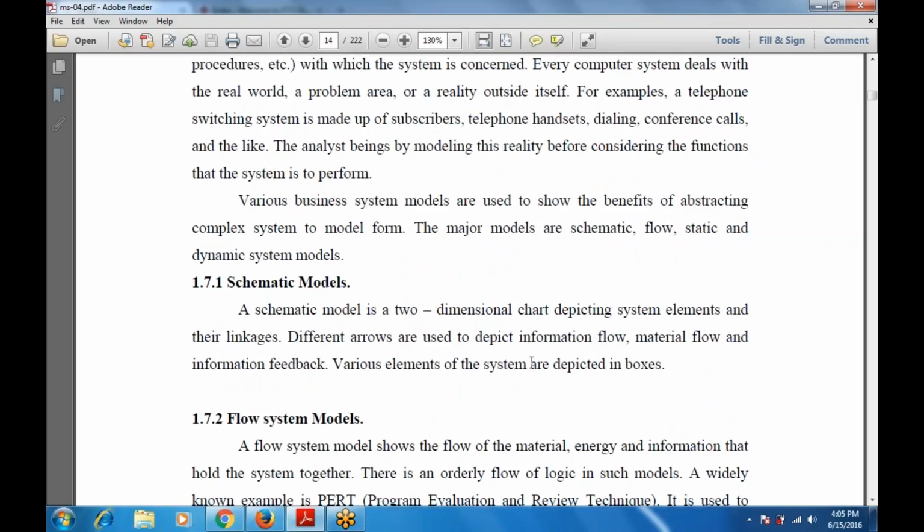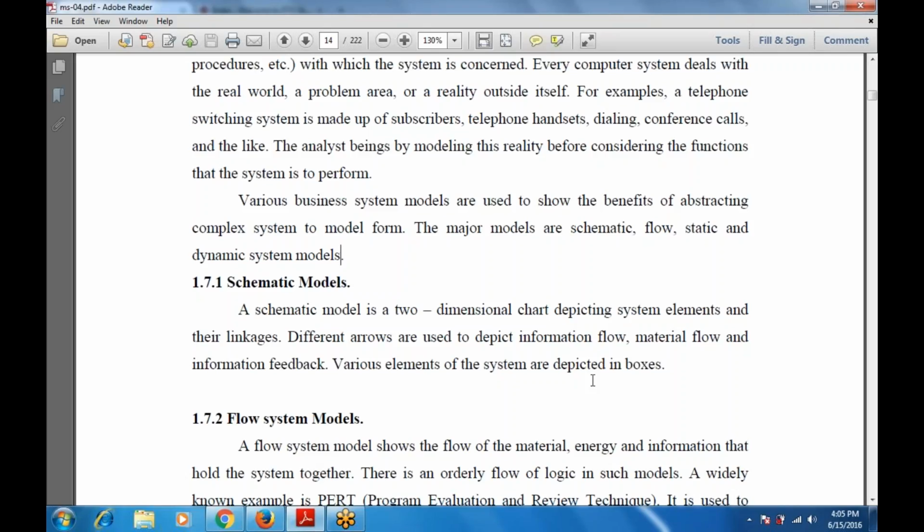Now, the schematic model is a two-dimensional chart. When we represent the x-axis and the y-axis with the help of a chart, that is a schematic model. It is a two-dimensional chart depicting system elements and their linkages. Different arrows are used to represent the information flow, material flow, and the information feedback.